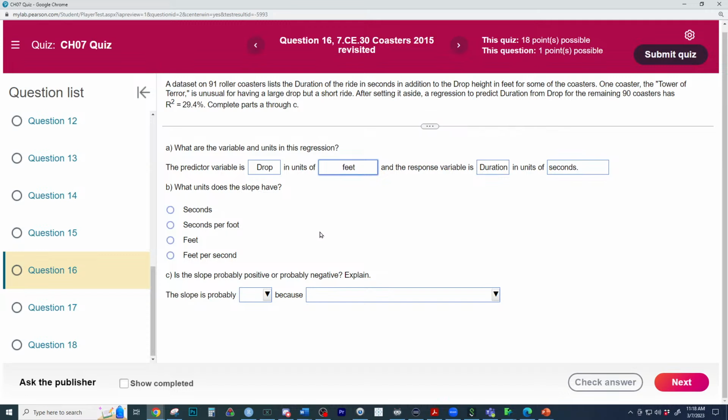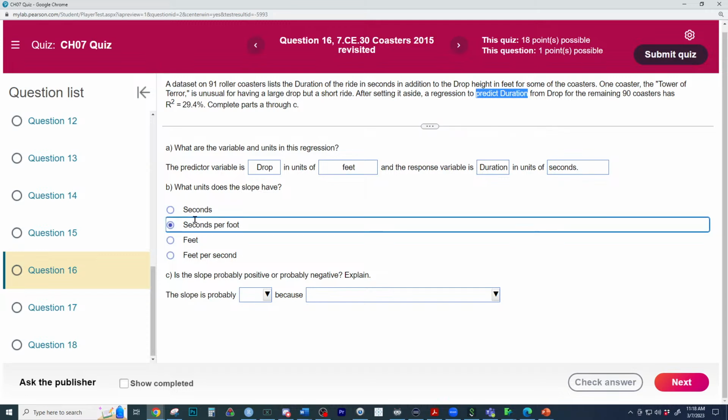The slope would be, I think so. What units does the slope have? And this is where it gets all tricky. That's going to be how many feet it drops per second. Yes. Or wait a minute. Let's make sure we didn't reverse things, because that's where it gets tricky. A data set of roller coasters, in addition on one tower, is usually having a large drop but a short ride. After setting aside a regression model to predict duration from the drop. Okay, so we're trying to predict the duration. So it's going to be how many seconds it lasts per foot. So, wait a minute. For each additional foot.